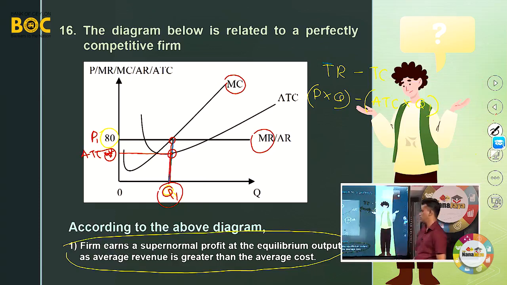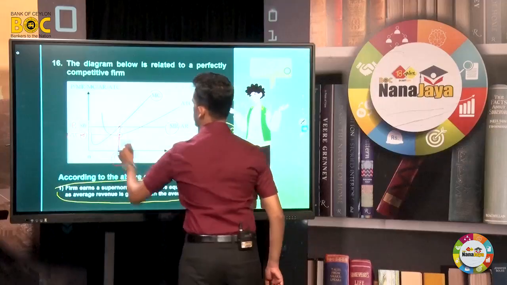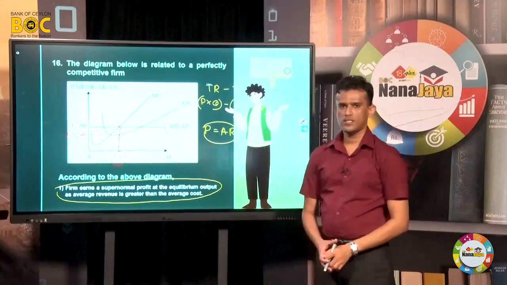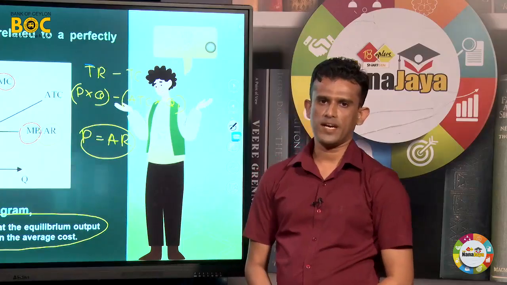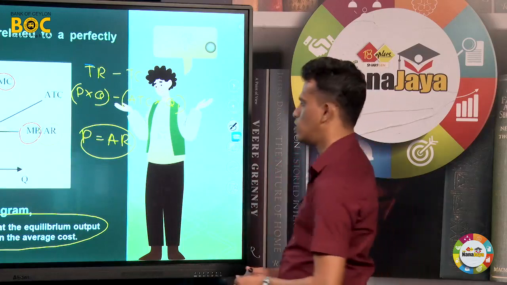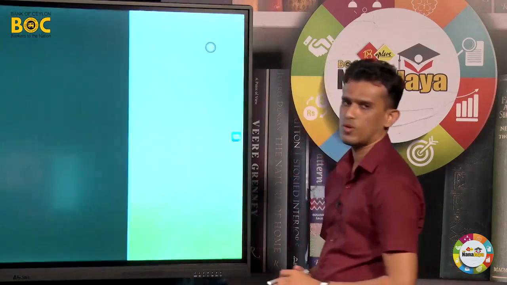Firm earns a supernormal profit at the equilibrium output as the average revenue is greater than the average total cost. I can tell you, price is exactly equal to the average revenue, which you can see in the diagram also. So the firm earns a supernormal profit because the price, or the average revenue, is greater than the average total cost. I think you understood the explanation. We will move on to the next question.